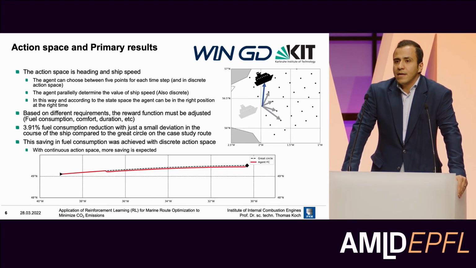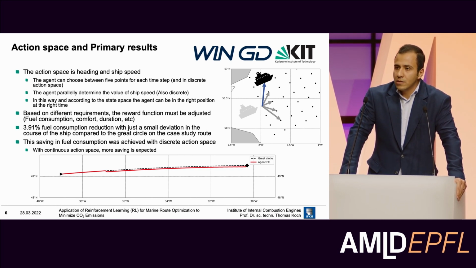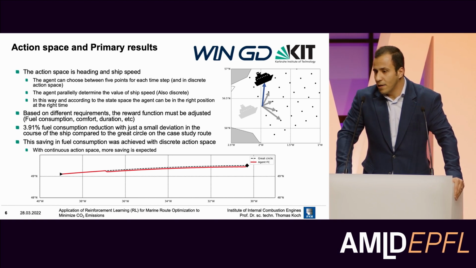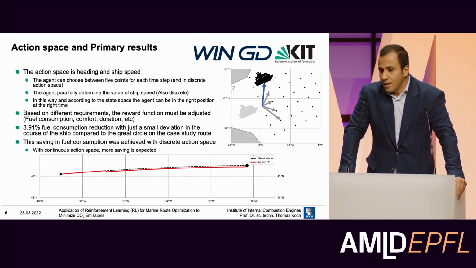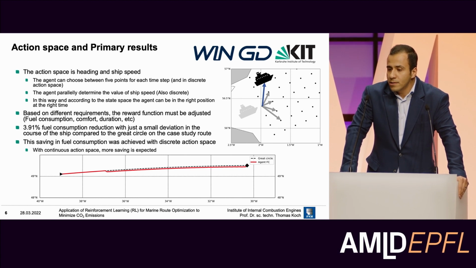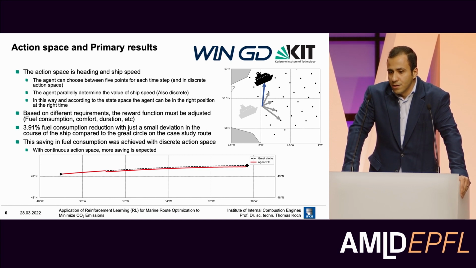And as our action space, in the discrete format of our work, we have the ship heading and the ship speed. For the discrete format, you can see on the right side that the agent is able to choose between, in this case study, 5 different points, and can also choose the speed profile of the ship. In this way, it must choose the best way to save fuel consumption or to avoid rough sea conditions.